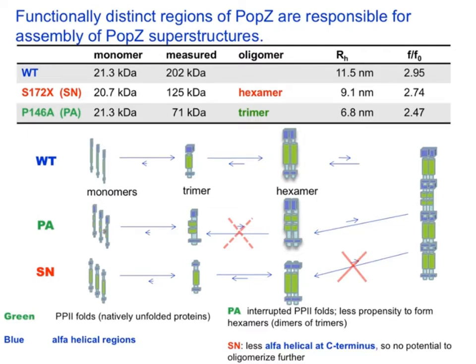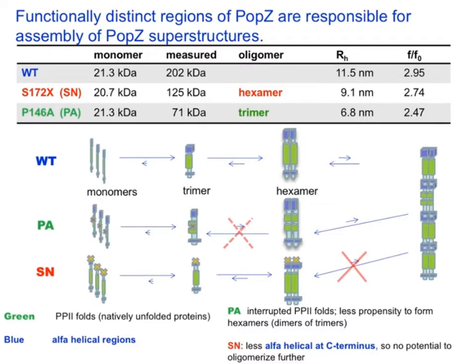The CD analysis of PopZ protein confirmed that the PA mutant interrupts the PP2 fold present in the central portion of the protein, while the SN mutant is missing a critical region of the helical portion at the C-terminus. The basic building block is an elongated trimer easily formed by wild-type and mutant proteins.